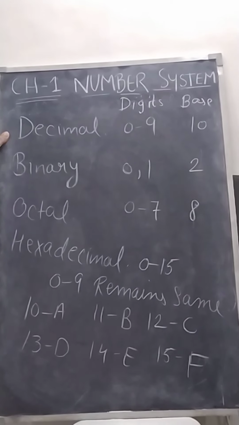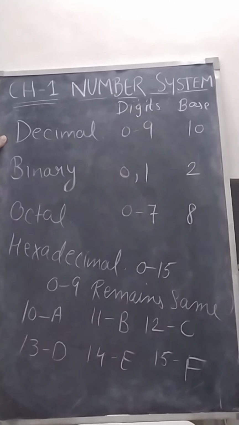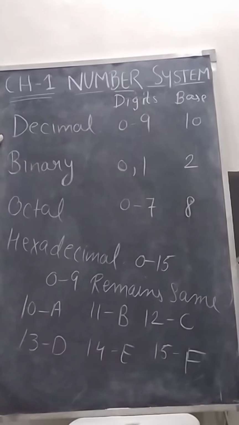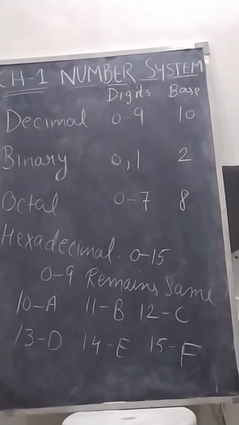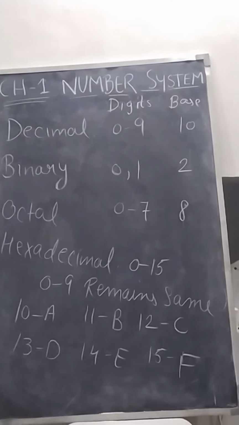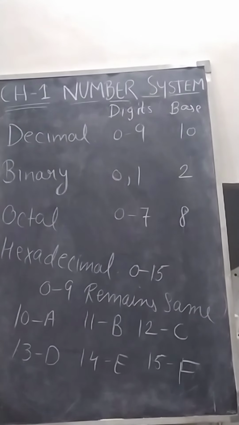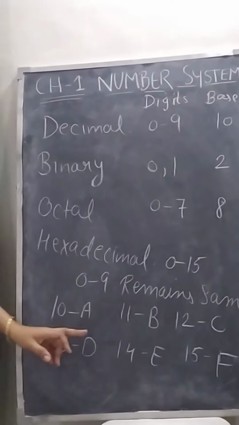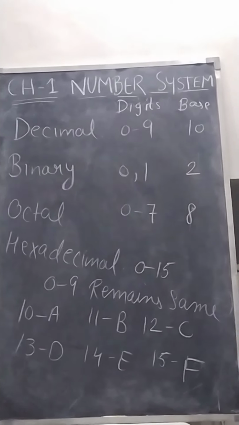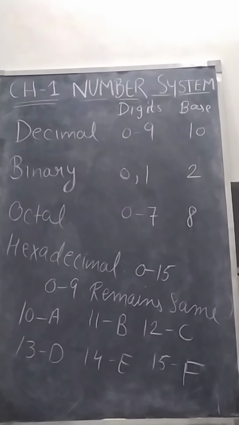Binary number system consists of 2 digits, 0 and 1, its base is 2. Octal number system consists of 8 digits, its base is 8, and hexadecimal number system consists of 16 digits, 0 to 15, where 0 to 9 remain the same, but 10 is written like this: A, 11 is B, 12 is C, 13 is D, 14 is E and 15 is F.